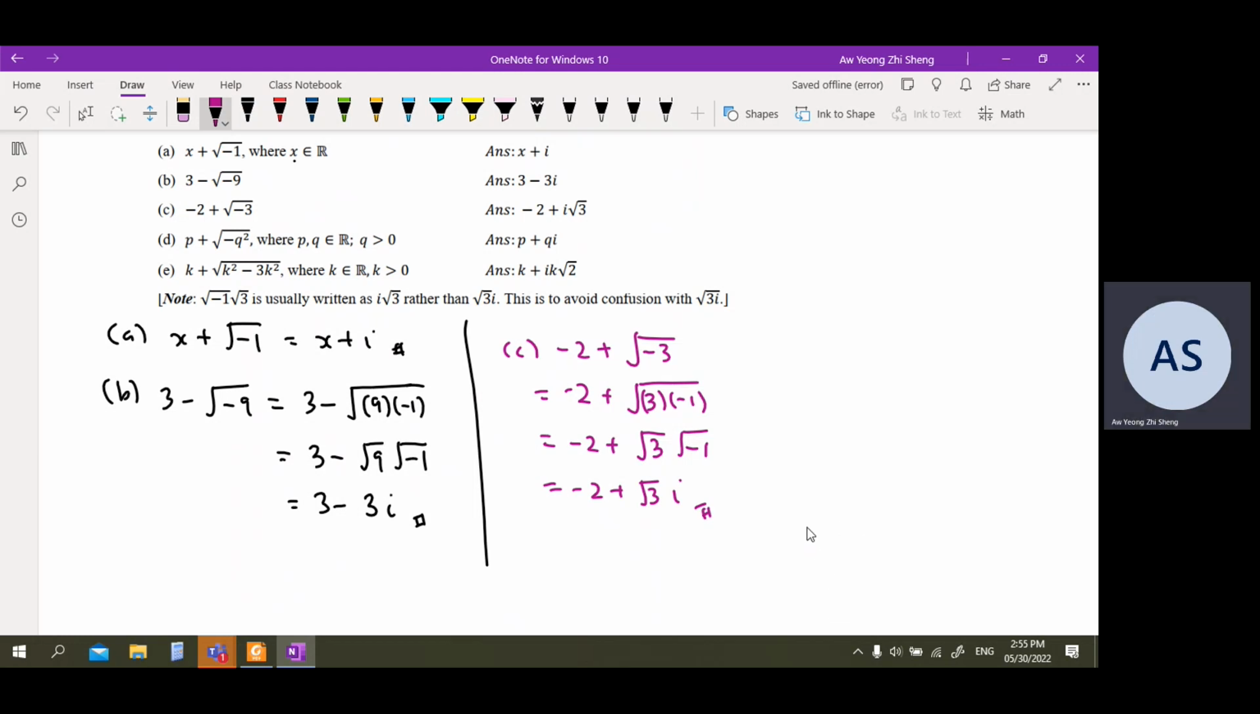Okay, there's a remark at the bottom of part E. It says surd of -1 times surd 3 is usually written as i surd 3 rather than surd 3 i. This is to avoid confusion with surd 3i, where the i is contained in the square root. Notice that the printed answer there is actually the same as my answer here. It just writes the i in front of the surd 3. It means the same thing, so it is perfectly fine to write it this way.